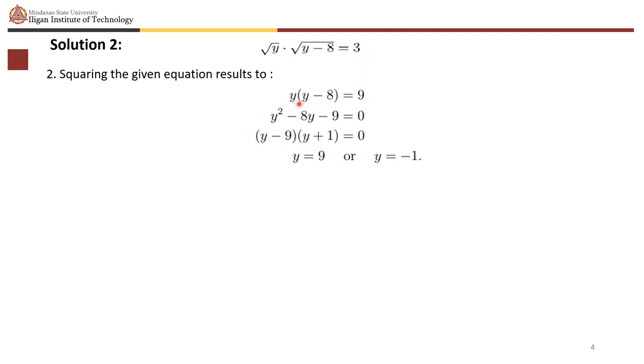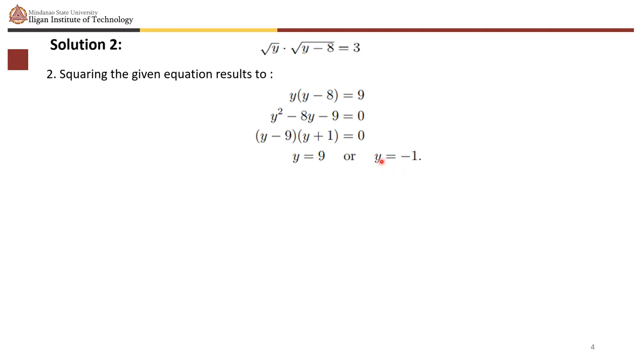And then distribute y to y minus 8. You will have y squared minus 8y. And then you subtract 9 to both sides of the equation. So you have minus 9 here. So that becomes 0. And then factoring this will give us y minus 9 and then y plus 1. These are the correct factors because this will give us y squared minus 9y and plus y will give us negative 8y, and minus 9 times 1 is negative 9. So we have y equals 9 or y equals negative 1.